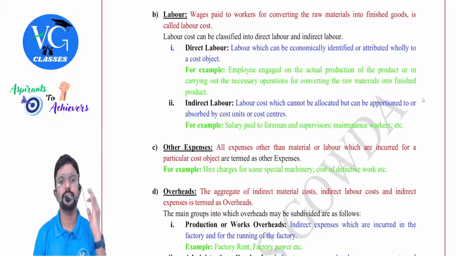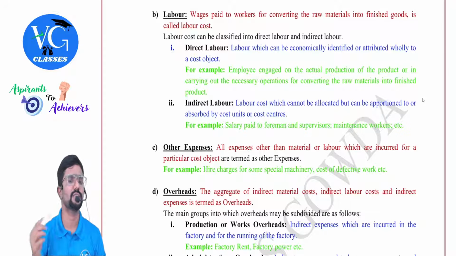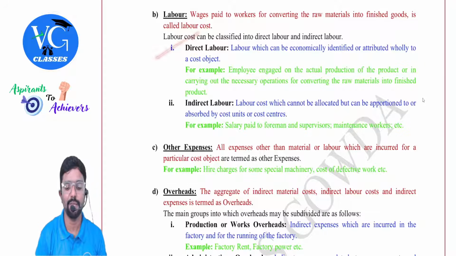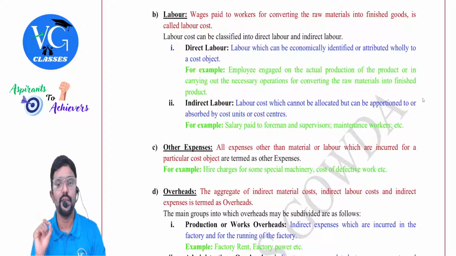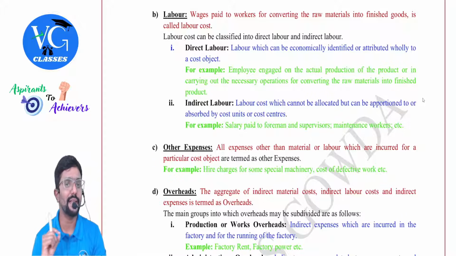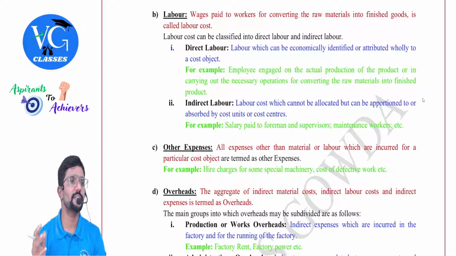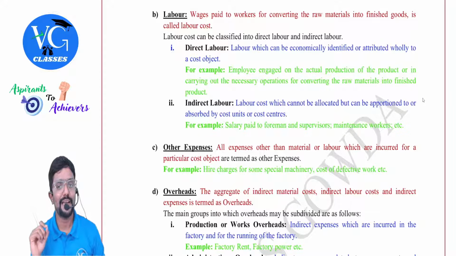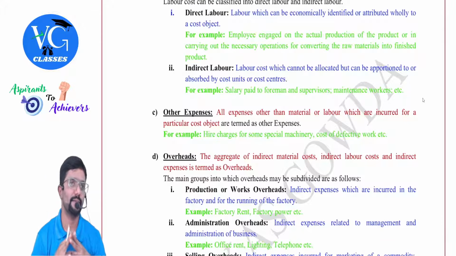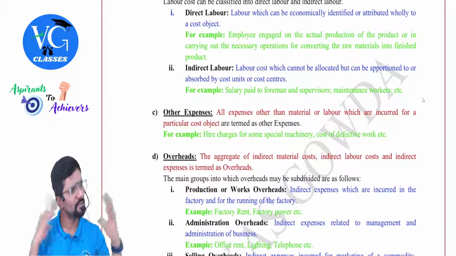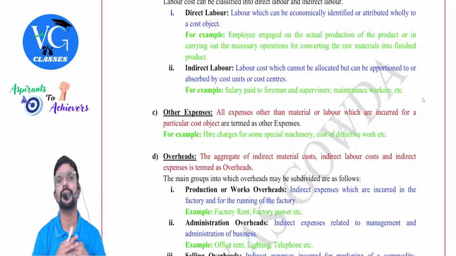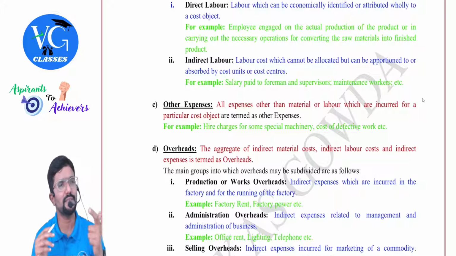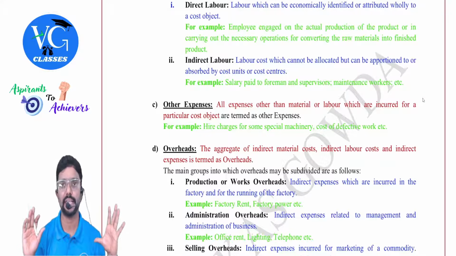Let me quickly read it. Wages paid to workers for converting raw material into finished goods is called labor cost. Direct labor: an employee engaged in actual production of a product or in carrying out the necessary operation for converting the raw material into finished product. Whatever we pay that person is called direct wages or direct labor cost. Indirect: salary paid to foreman and supervisors, maintenance workers, etc., because they are not directly engaged in production. They are supervising the work, but they are not directly engaged in production, guys. And as I told you, anything paid to office, administration, staff and all will always be indirect in nature.